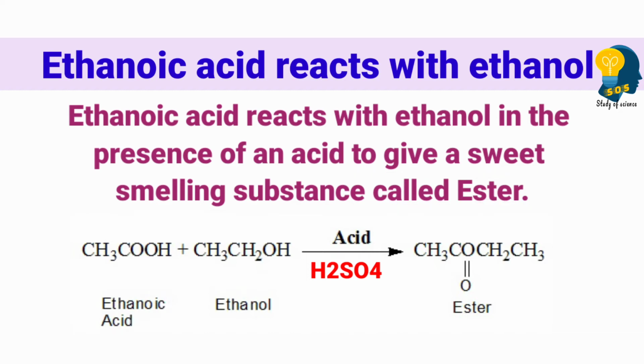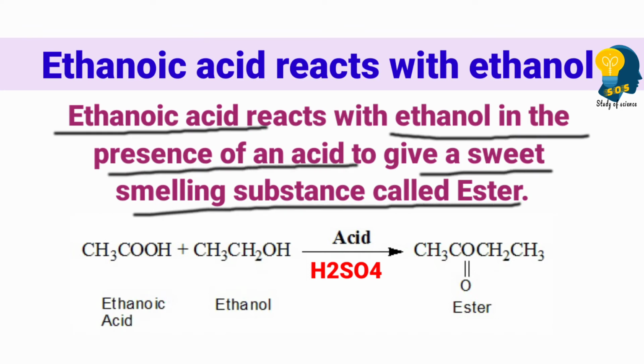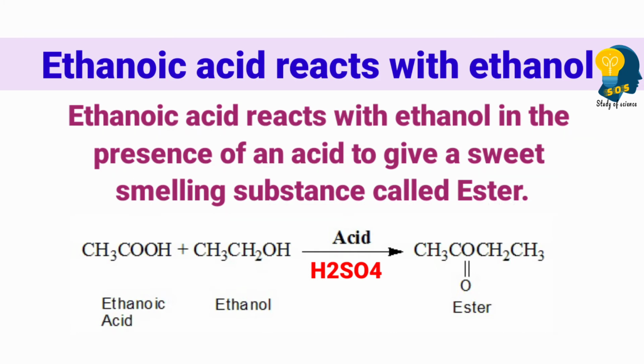If ethanoic acid reacts with ethanol in the presence of a catalyst, that is the acid. Which is the acid here? Sulfuric acid. So it gives rise to a new substance which is called as ester. Here ester is the sweet smelling substance. Let us look at the reaction. If you look at the reaction, there is an acid, which is ethanoic acid, reacting with the ethanol.